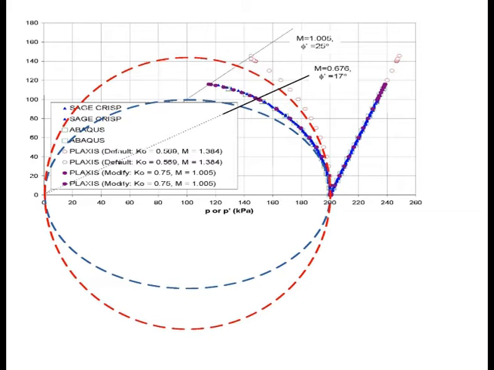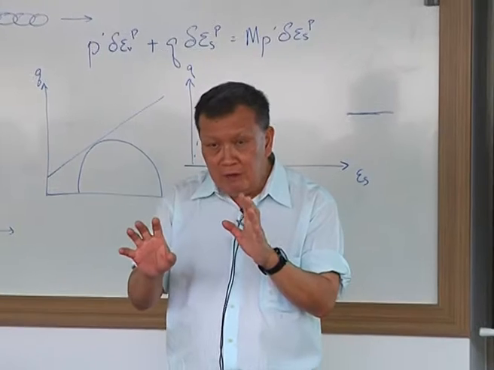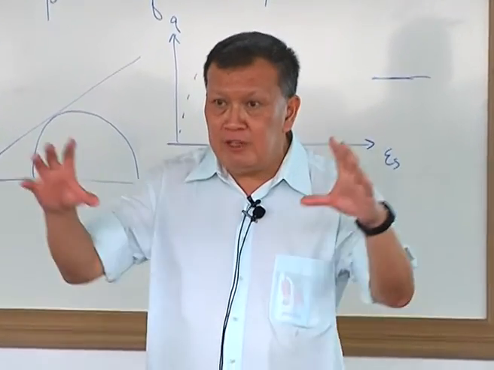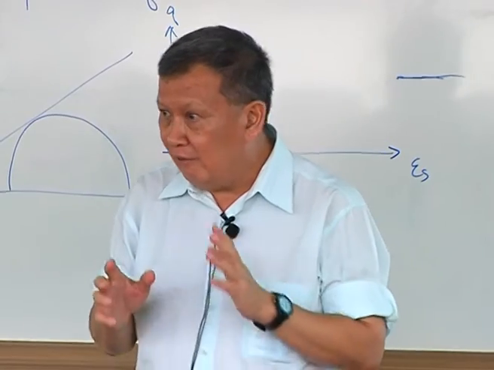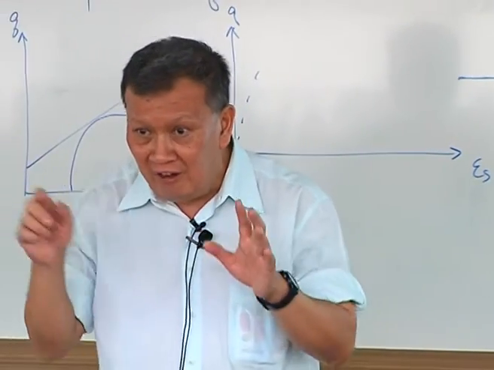You specify the angle of friction. Modified Cam-clay is very straightforward. I fitted an ellipse so that the crown of the ellipse passes through that M value, correct?